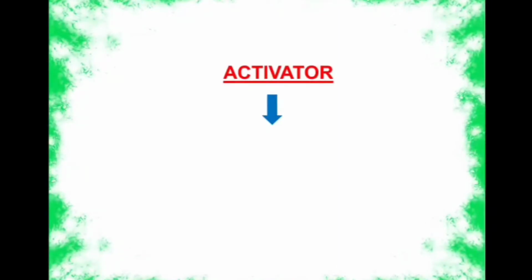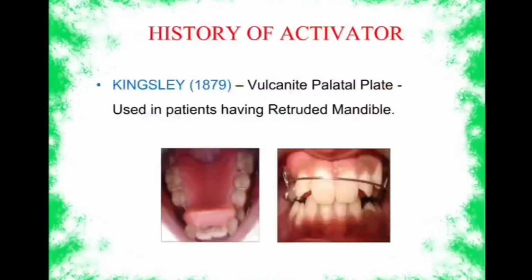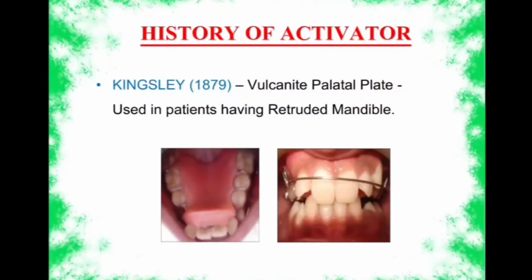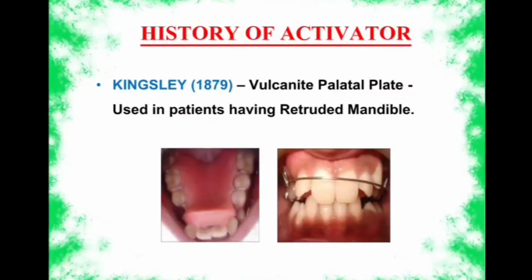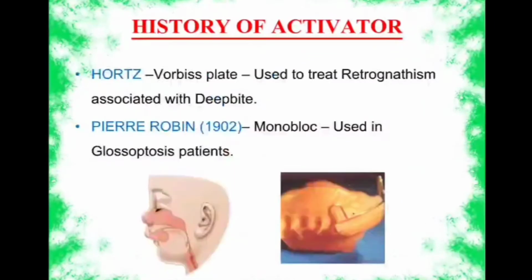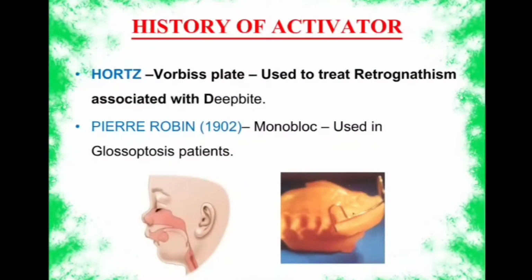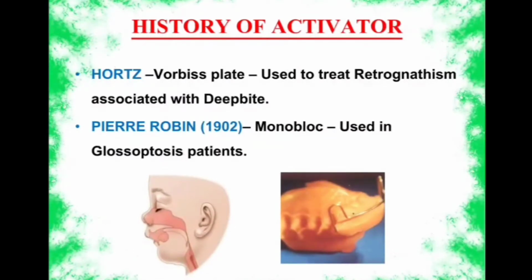Activator, the name itself denotes its ability to activate muscle forces by means of an appliance which is tooth-borne passive. Coming to history of activator, Kingsley in 1879 named as vulcanite palatal plate used in patients having retruded mandible. This vulcanite palatal plate consists of anterior incline which guides the mandible to a forward position as patient closes on it, and Hodds named it as Warby's plate used to treat retrognathism associated with deep bite, and Pierre Robin in 1902 named it as monoblock used in glossoptosis patients.